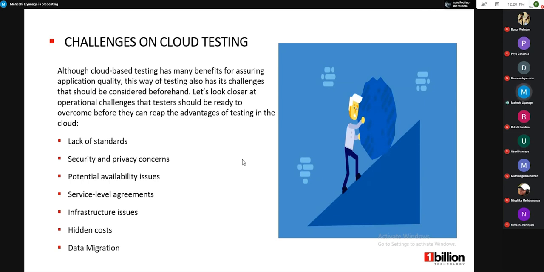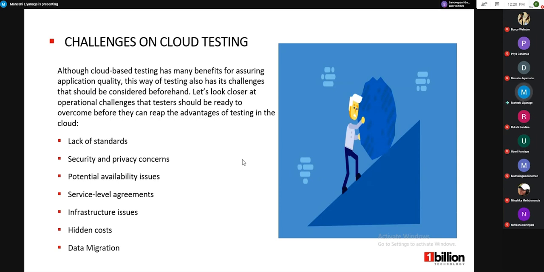Let's say you have started the project, and only at that time you understood that these configurations are not supported. Then you are in a big problem. So you have to pay close attention to the configurations, the technologies, and the storage you need.